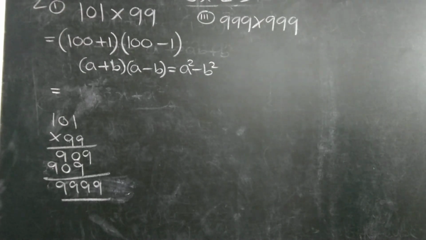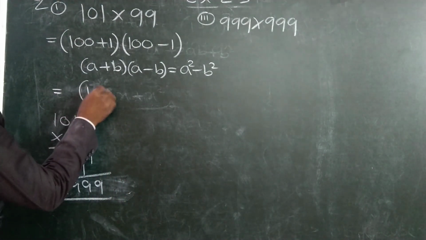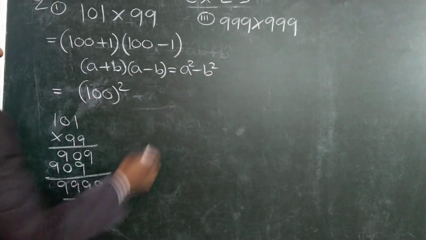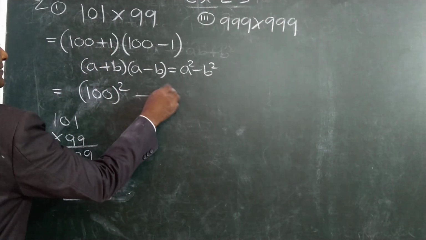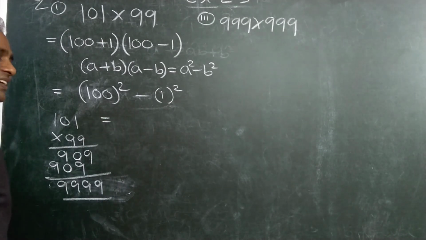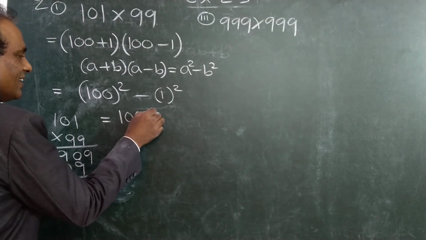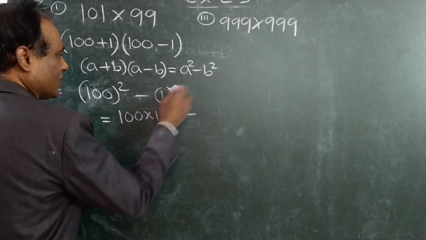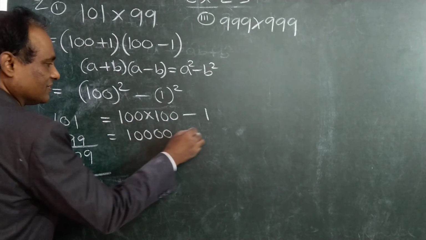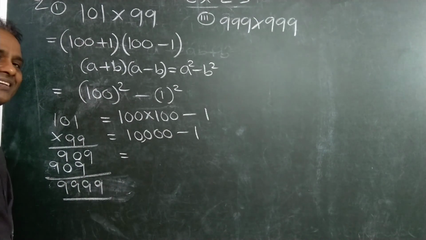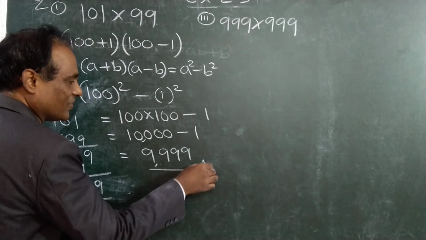Do it. a square, a is 100, b is 1. You know 100 square, 100 into 100 is very simple, 1 square is 1 only. 100 into 100 means 4 zeros. 10,000 minus 1 is 9,999. Over.